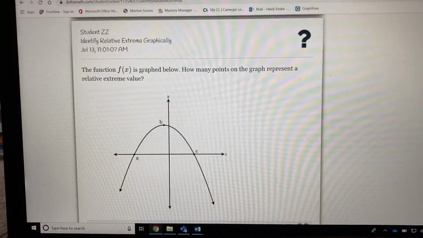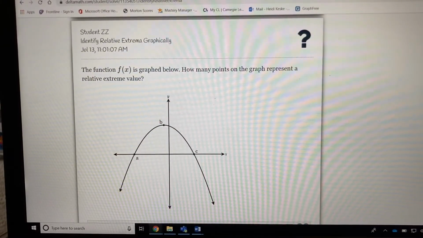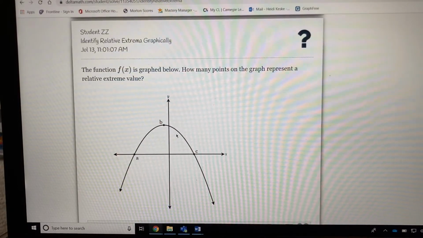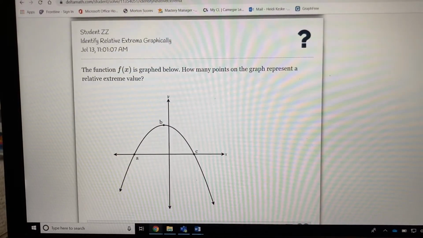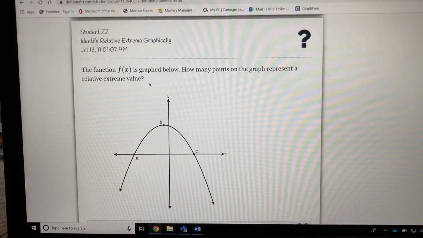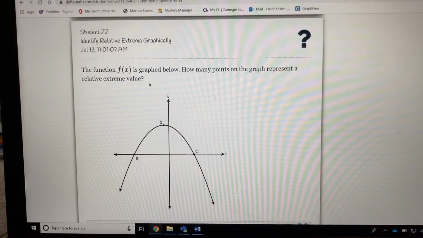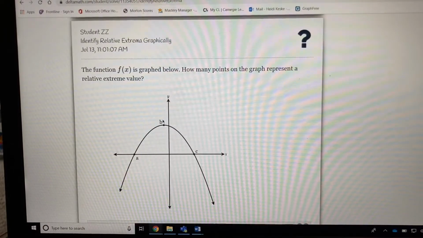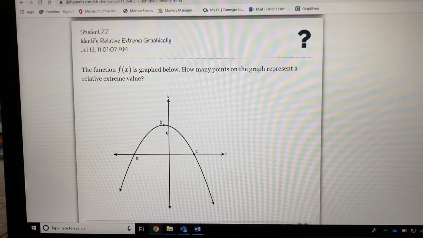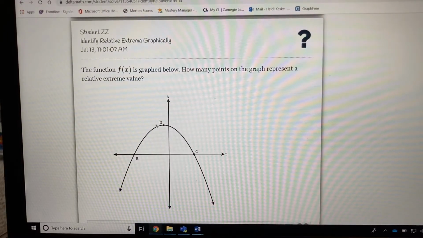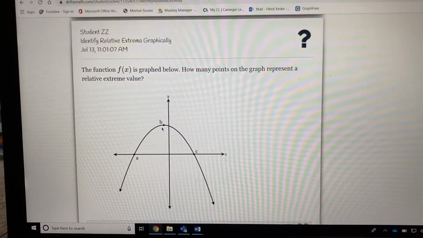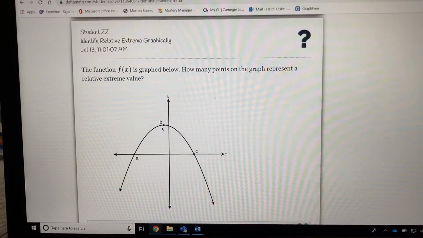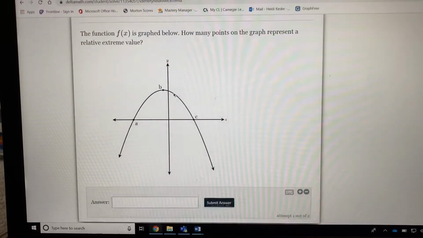Identify relative extrema graphically. The function f of x is graphed below. How many points on the graph represent a relative extreme value? So for this problem, what you need to know is that a relative extreme value is a local maximum or a local minimum. So here, this point B is a local maximum because it's a high point. The function goes up and then turns and comes down. So in this function, there's just one relative extreme because it's one maximum.